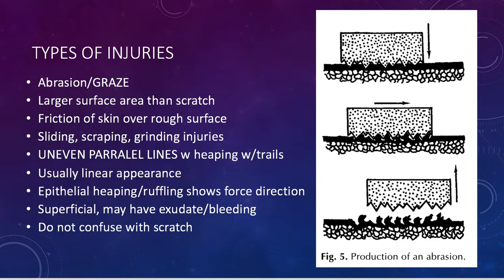Now the next type of abrasion is a graze. There's a larger surface area than a scratch. There's friction of the skin over a rough surface, so it's sliding, scraping, grinding injuries. And the key thing is it's parallel lines. Now they're uneven. They may be different depths within the skin, but there are uneven parallel lines, and there's heaping with trails. We'll go into what I mean by heaping in just a few minutes, but there's also ruffling. So it's heaping and ruffling, and that's important because it shows the force and the direction. So it shows the direction that the force was applied in on the skin.